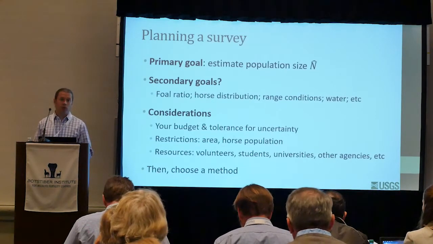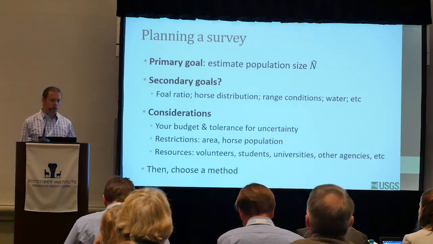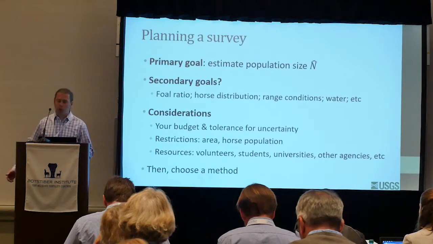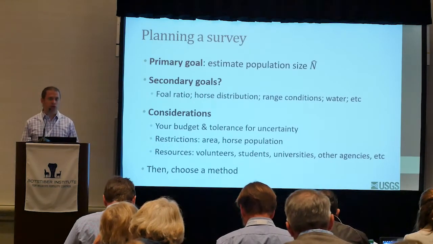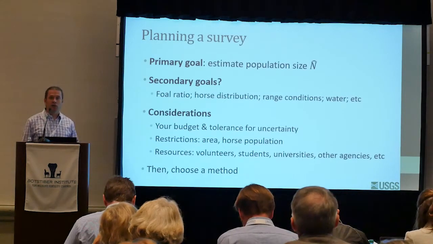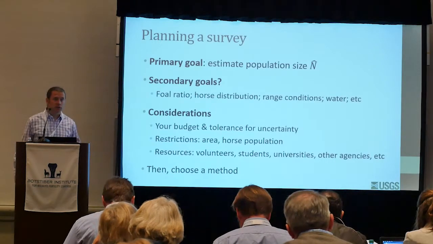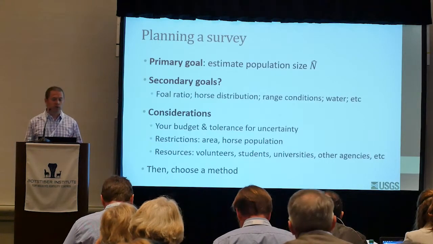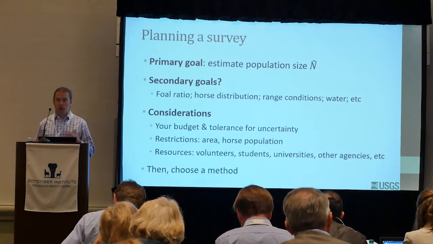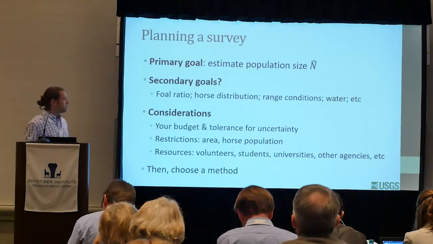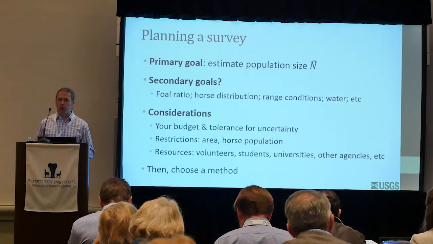Then you should also think about other resources that you can tap into. Do you have volunteers that you can use? Do you have students that are looking for projects? Do you have associations with universities or researchers that have specialized expertise or genetics labs? Are there other state or federal agencies that you can work with and tap into for budgets, resources, and expertise? So when you're planning the survey, you should think about all these things that you need and that you can get, and what your restrictions are, and use that to then pick a method.